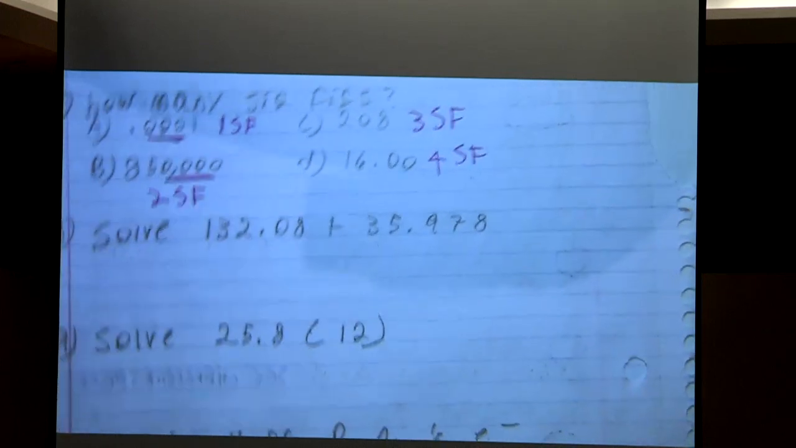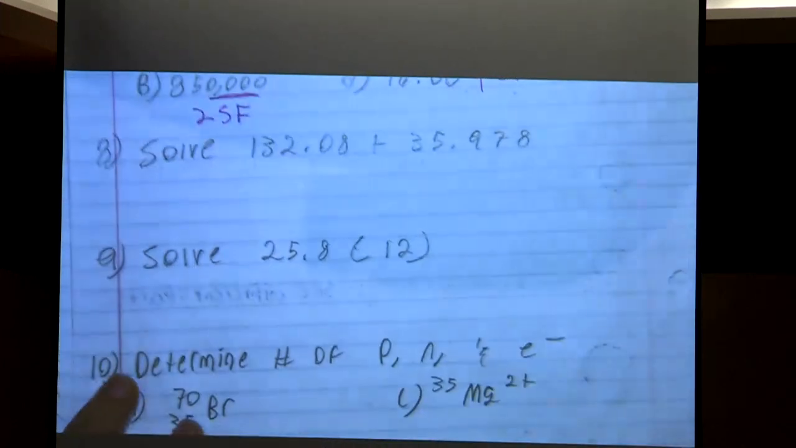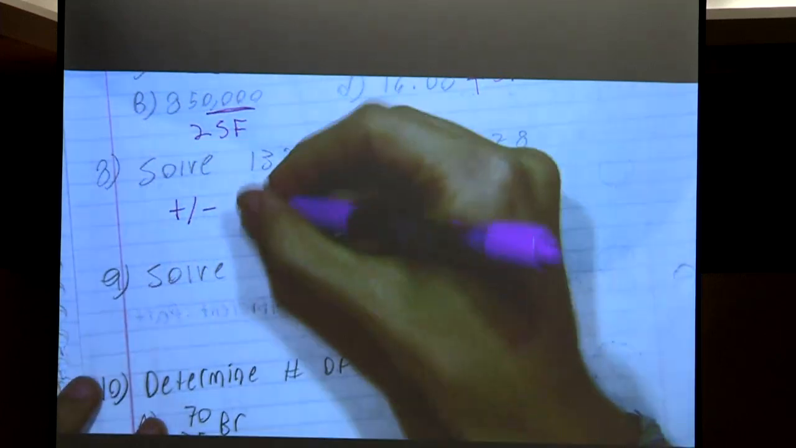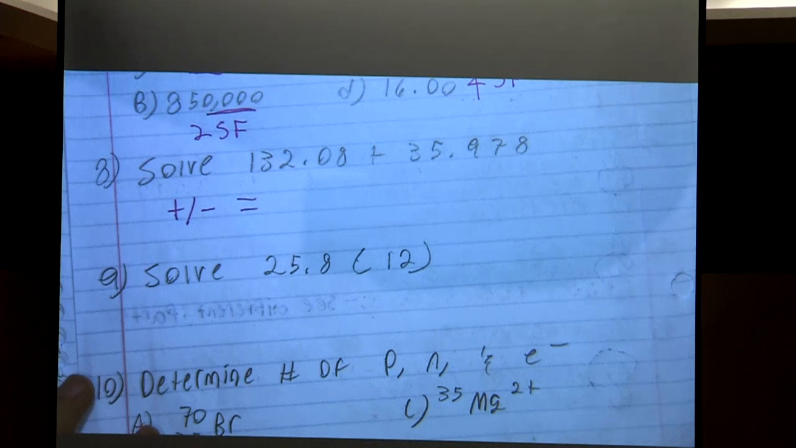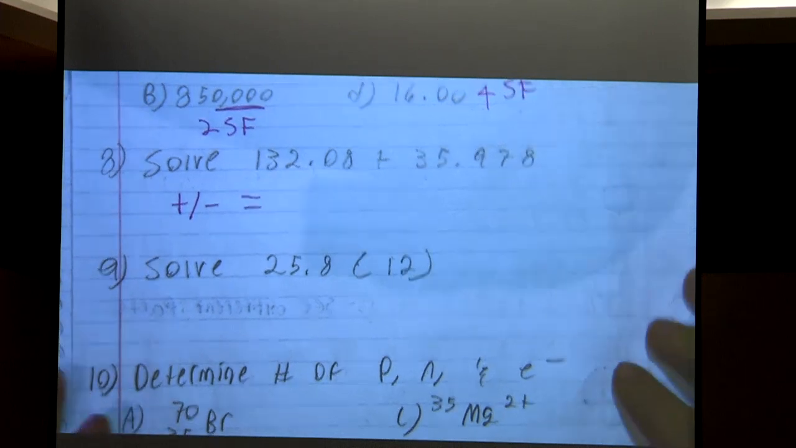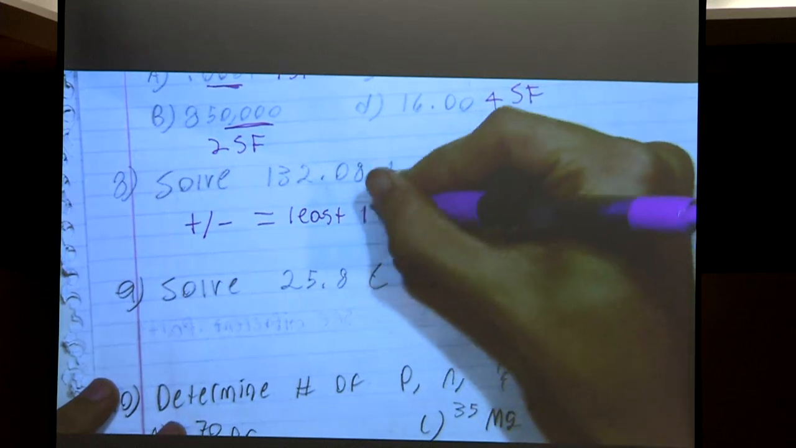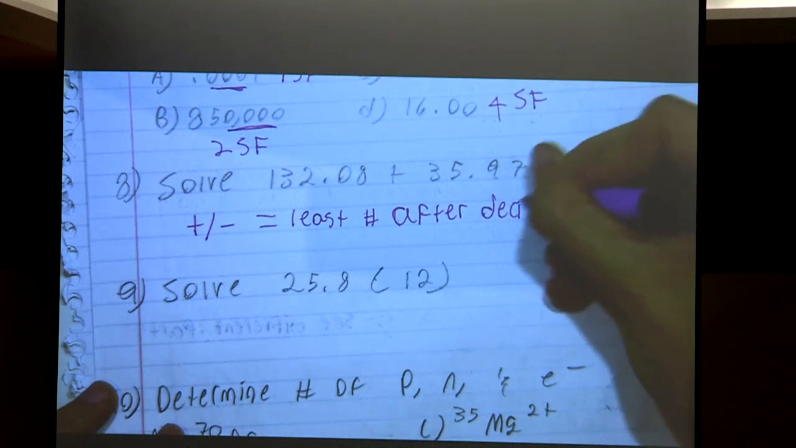Okay. So for problem number 8, we have 132.08 plus 35.978. With adding and subtracting, we have a rule for significant figures. Who knows the rule? What's the rule for adding and subtracting? Yeah. Great. The least number of numbers after the decimal point, right?